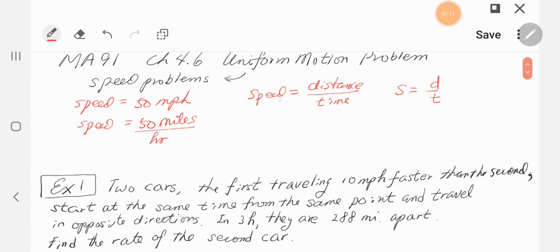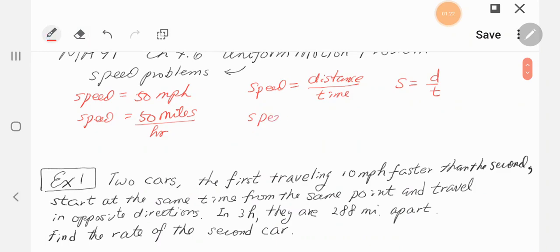Then if we multiply both sides by time, we have the distance, right? So speed times time. I'm going to multiply each side by time. Then we have distance, right? So we have another formula for distance. The total distance is the speed times the number of hours. So ST, we will say ST, like this. So we have two equations.